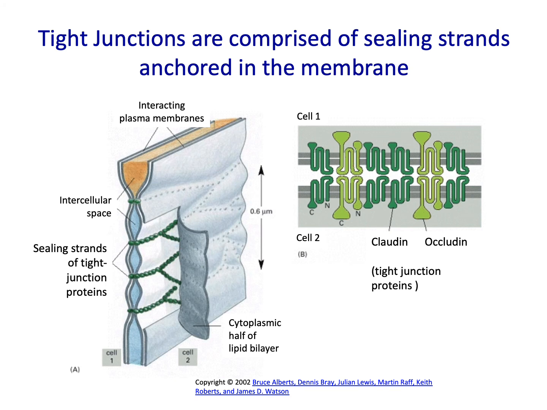How tightly these strands seal and what their permeability characteristics are is determined not only by the number of sealing strands, which can vary from 1 up to 7, but also by the identity of the individual claudins and occludins that make up the sealing strands.